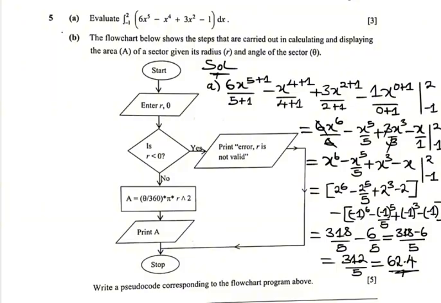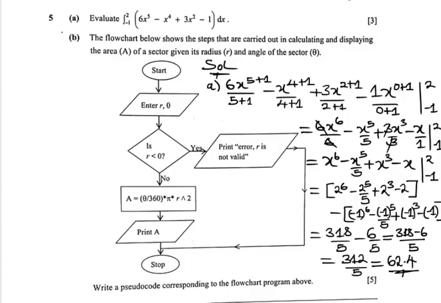The question is: write a pseudocode corresponding to the flowchart program above. For the solution on B, the pseudocode will have almost the same instructions as the flowchart. The only changes are on the decision stage. In the decision stage there is a question: is r less than 0? For the code, it will be if r is less than 0. For yes, this changes to then. For no, this implies else. Then between the action box and the output, we will have end if. Those are the only differences.